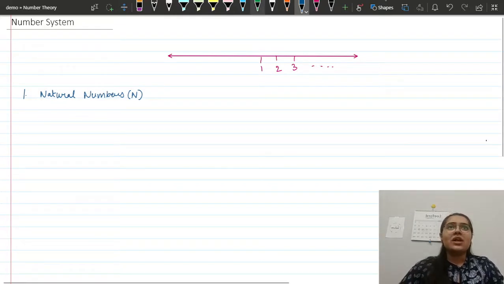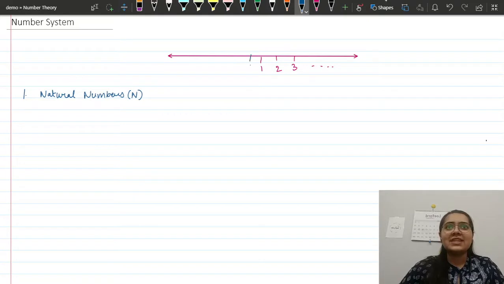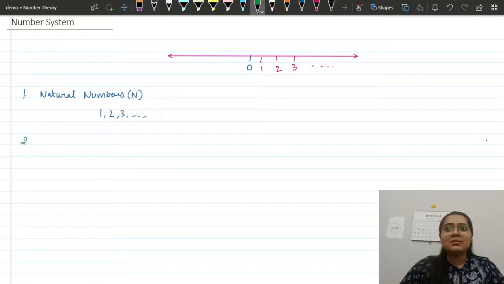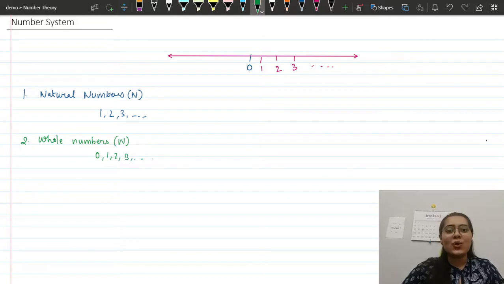Right? Now coming back to this number line, what if I add 0 to this number line? What is the set of these numbers called? This is certainly not natural numbers, because we just said that natural numbers are 1, 2, 3. But 0 is also included this time. So these numbers that contain 0, or the numbers that start from 0, are called whole numbers. And we denote it by capital W. 0, 1, 2, 3 and so on. These numbers are whole numbers.